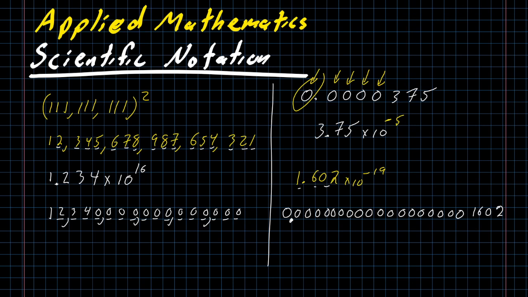And I think that that example really shows why scientific notation can be so valuable, because it is much easier to write 1.602 times 10 to the negative 19 than to write 0.000000000000162. And it's also much easier to remember. All right, so we have numbers in scientific notation.